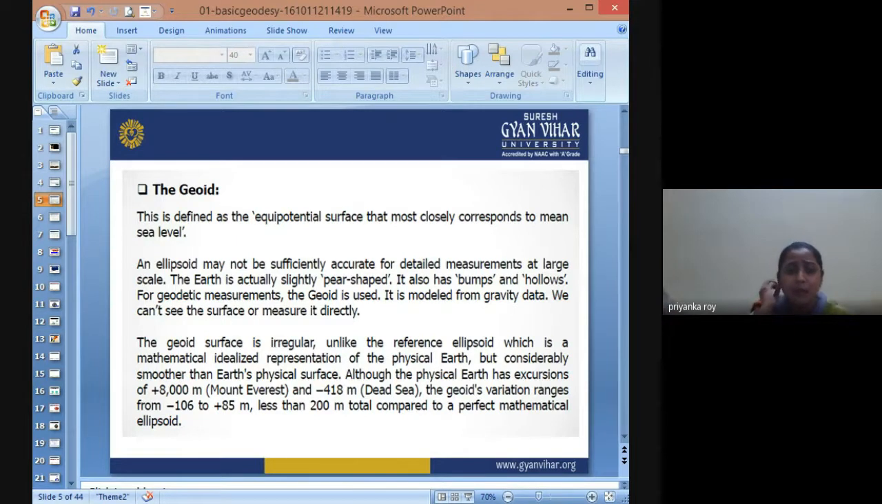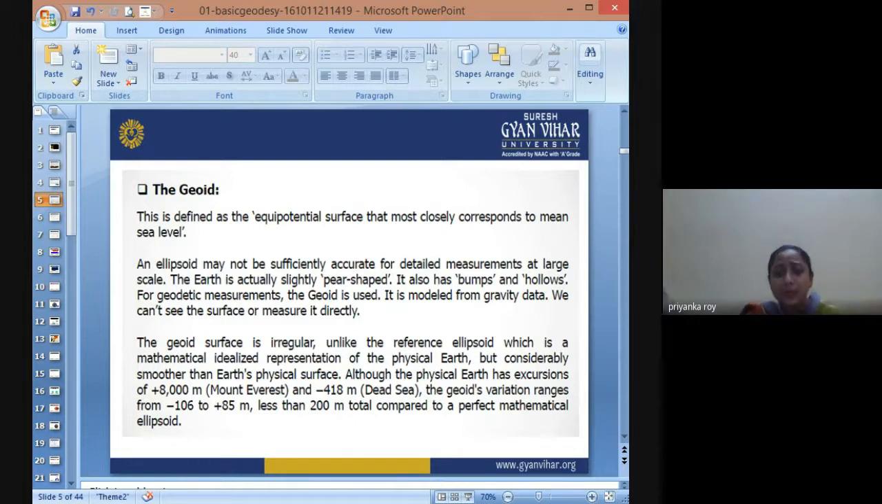So these bumps and hollows are also considered in the geodetic measurement system. Now the geoid is used in this; it is a model of gravity data. We cannot see the surface or measure it directly. The geoid surface is irregular, and unlike the reference elliptoid, which is a mathematical idealized representation of the physical Earth, it is considerably smoother than the Earth's physical surface.